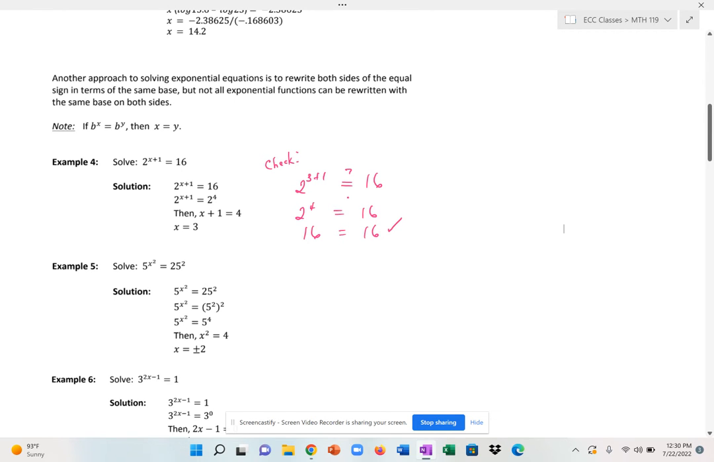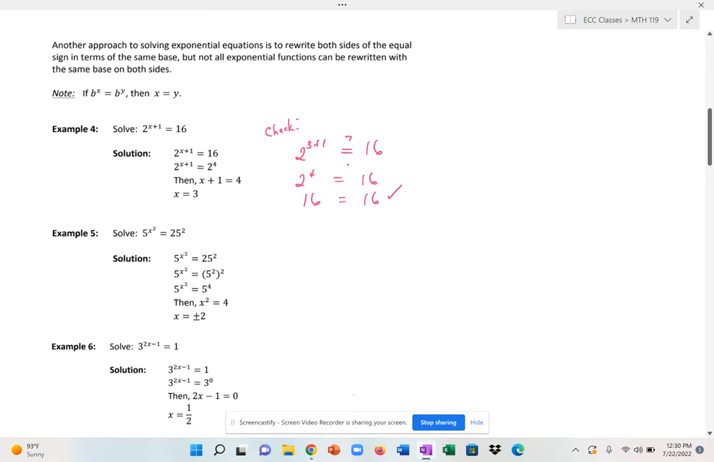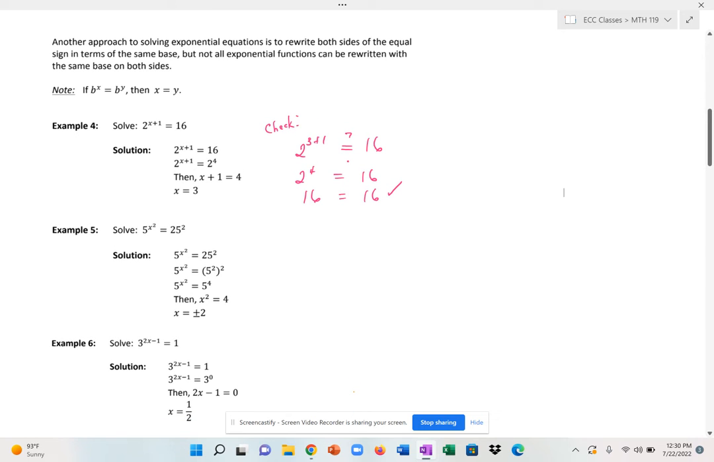Okay, number 6 is going to be handled in a similar way, although it might not be quite as obvious at first how to do this. I have to rewrite the 1 with a base of 3. And the way you do that is that I'm going to write the 1 as 3 to the 0 power, because any base raised to the 0 power is equal to 1.